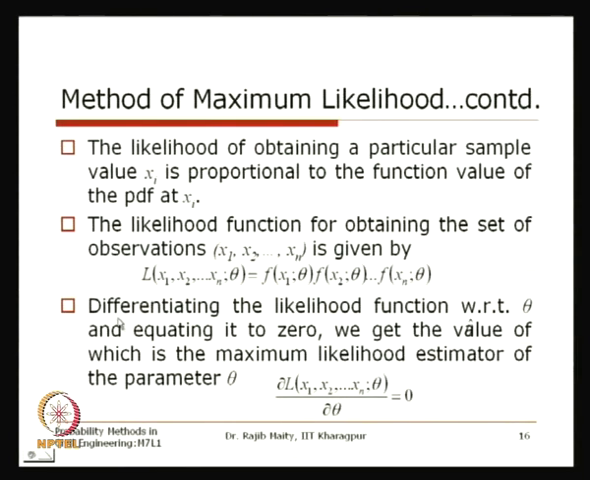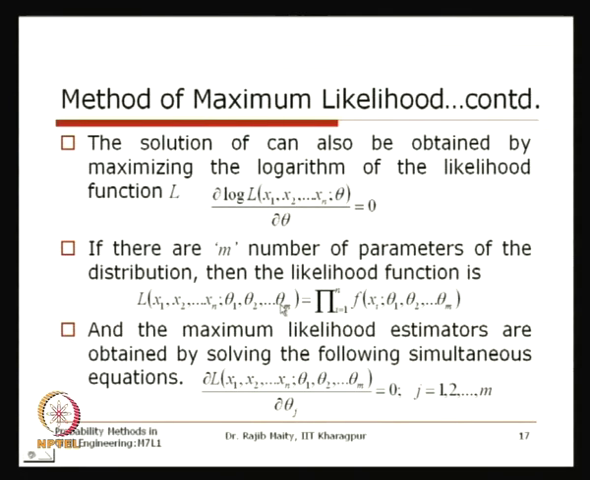Then we differentiate the likelihood function with respect to theta and equate it to 0. Basically we are maximizing the likelihood function; we are finding where it will be maximized. We get the value, that is the estimate theta hat, which is the maximum likelihood estimator of the parameter theta. This derivative is equated to 0, and then we get the estimate theta hat.